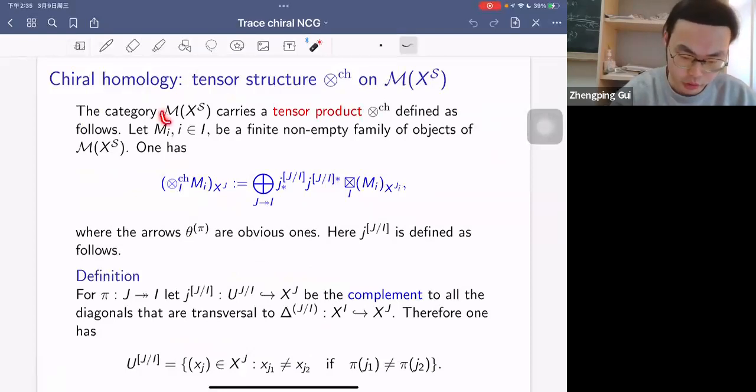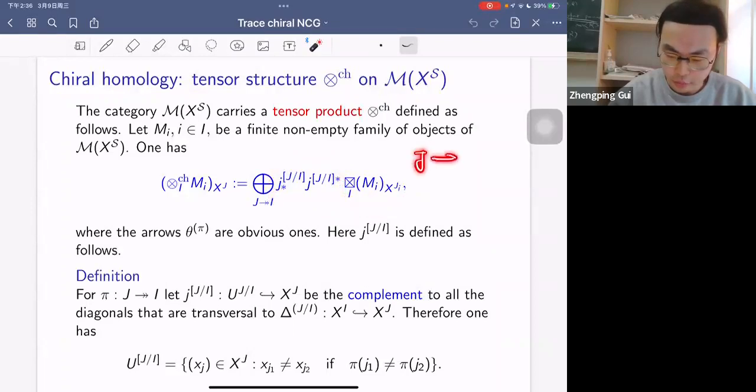the category of right D modules on XS carries several tensor structures, and here we use the chiral tensor structure. So the tensor product is defined as follows. We can define a family of tensor products, and we only need to specify the value of this tensor product on XJ, and this D module is defined by this formula. So let's forget about this pull-push operation for now.